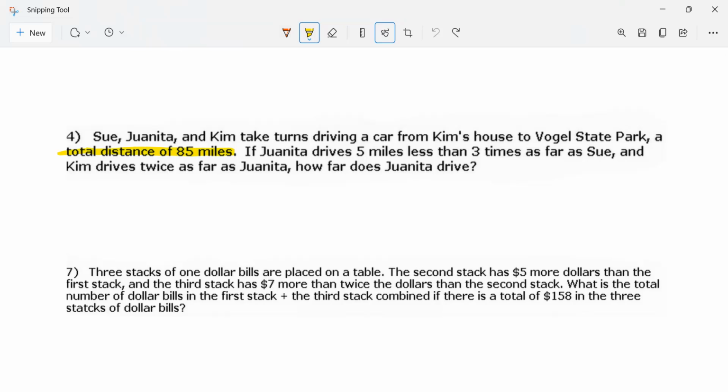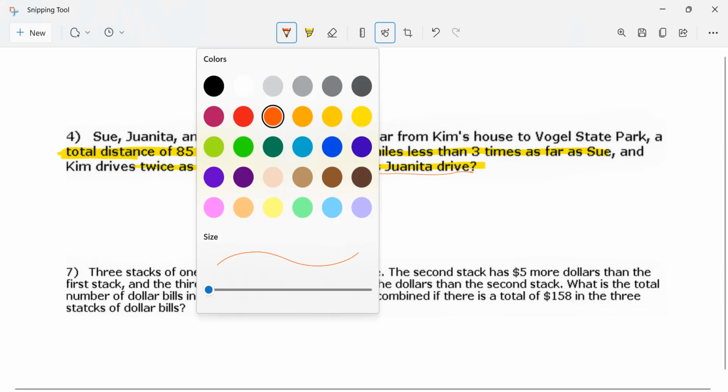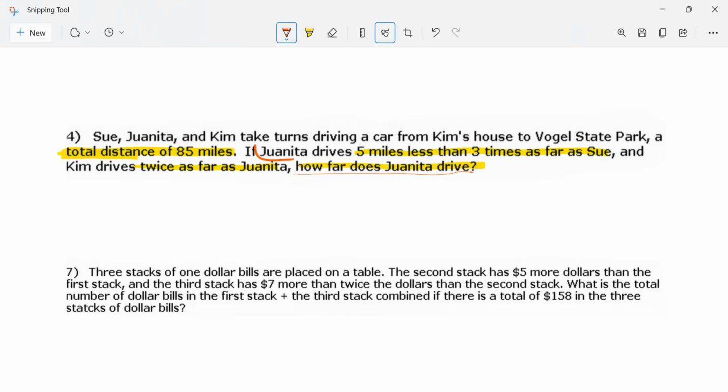85 miles. Okay. If Juanita drives 5 miles less than 3 times as far as Sue, so this is also important. And Kim drives twice as far as Juanita, how far does Juanita drive? So just so you know what I'm doing, I'm circling any important information inside the question, especially this, because this is what we're trying to look for and we don't want to forget that. It also helps to be more organized, because that way you'll be less likely to make a mistake.